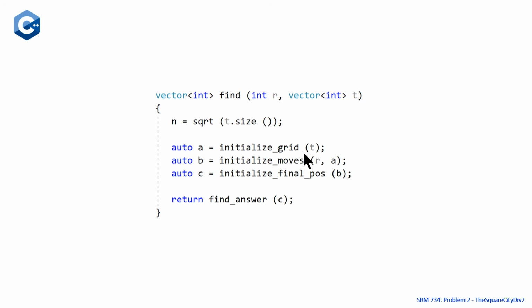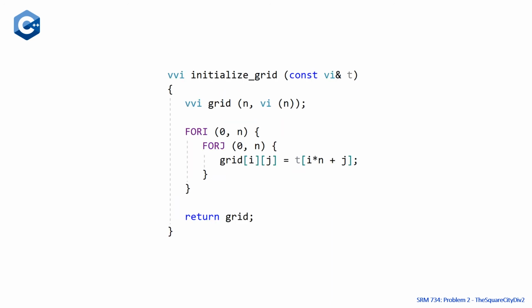So let's take a look at our first function, initialize grid. This is a pretty straightforward function. All we're doing is declaring our vector of integers, and then making use of the formula that was given in the problem to transform this one-dimensional vector t into a two-dimensional vector grid, and then just returning this. Note that we're not going to be doing a copy at this point. We're going to be using copy elision in order to avoid that. I'll leave a link in the description below if you're not too familiar with RVO or NRVO.